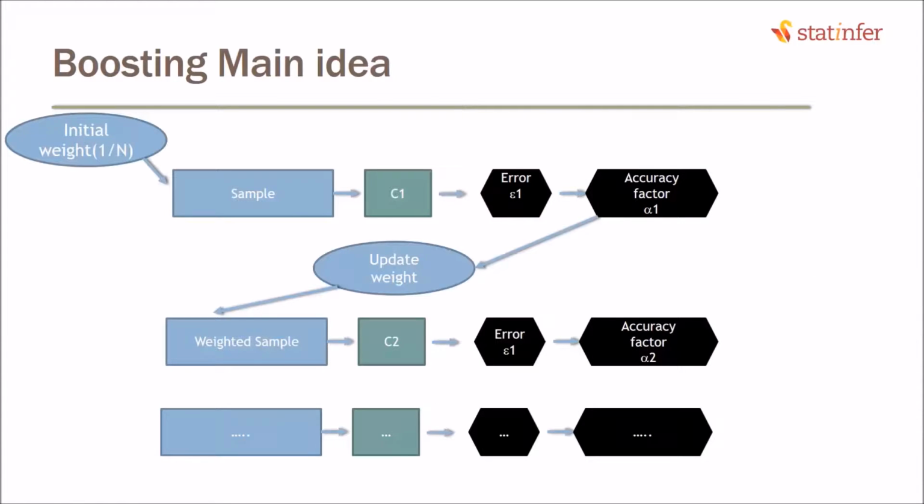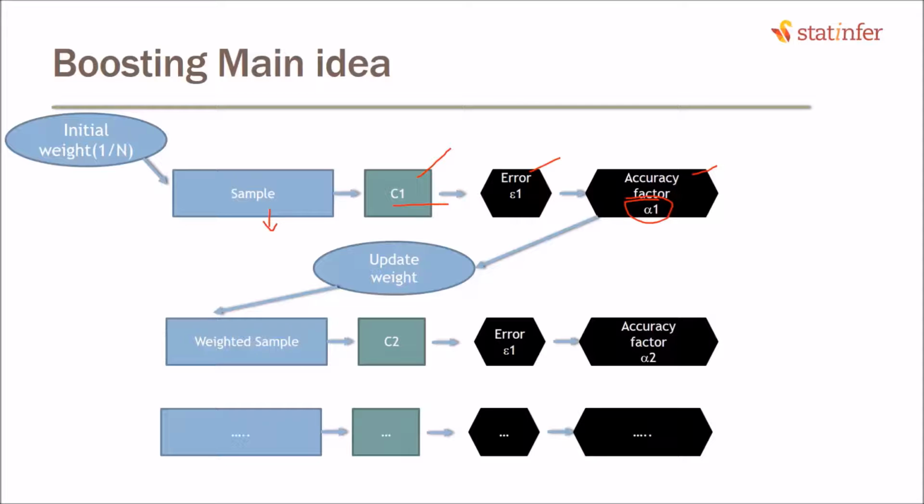So what is the boosting main idea? Initially we have the same weight for each observation, so we pick one sample, or it may be just the whole population, and we build a model directly. Once we build a model, there might be some error. That means there is an accuracy factor of alpha 1 for this particular model. This model has an accuracy of alpha 1. Now we update the weights. That means we resample again.